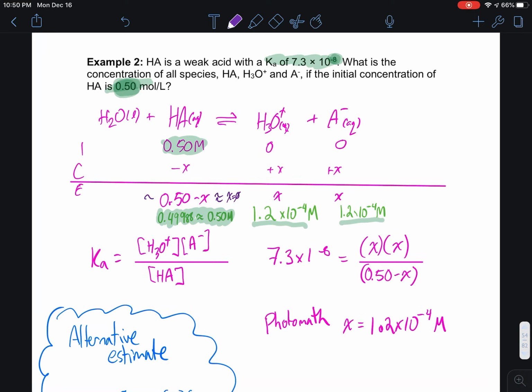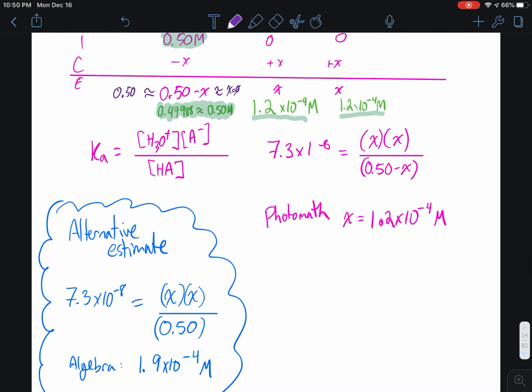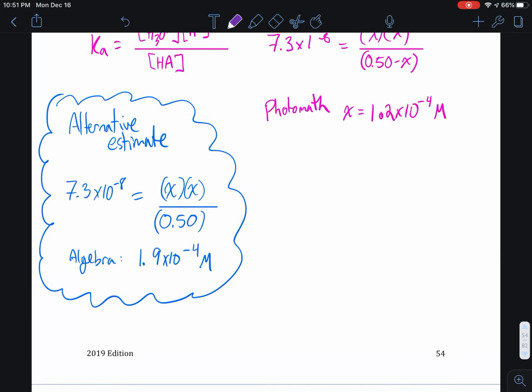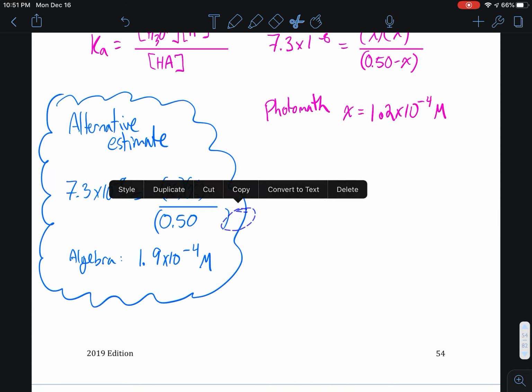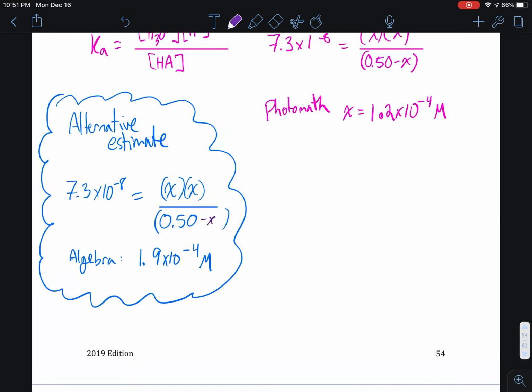Or at least with respect to 0.5. And that means that we could just straight up right away say that this is 0.50 and then calculate for x. So I'll show you what that looks like. Over here, what I've done is I took what was supposed to be here, right? There was supposed to be a negative x here, but I said, you know what, this is so small, it's not going to have any effect on the 0.5.